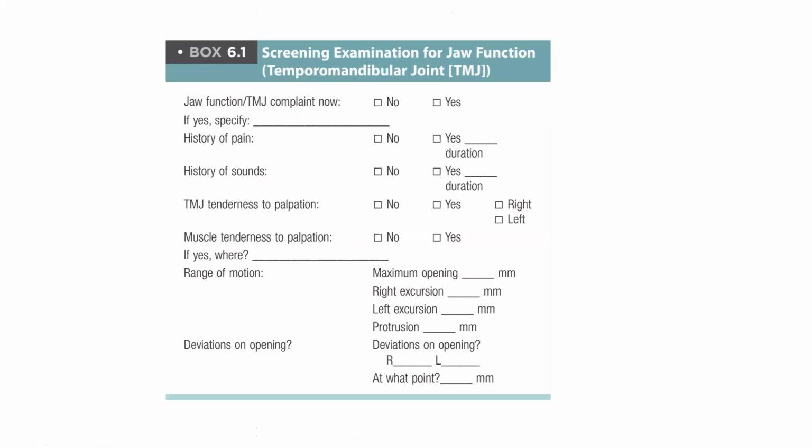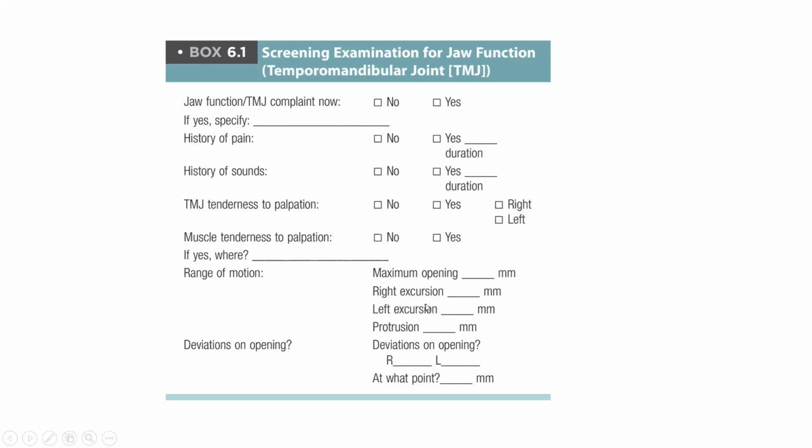So this is the screening chart for jaw function, which I have taken from the profit. We should mention if they have a TMJ complaint, yes or no, and if they have a history of pain, we should tick yes or no. If there is a history of sounds, yes or no. We can also screen for tenderness to palpation, and if there is tenderness, which muscle is tender, and on which side, left or right.